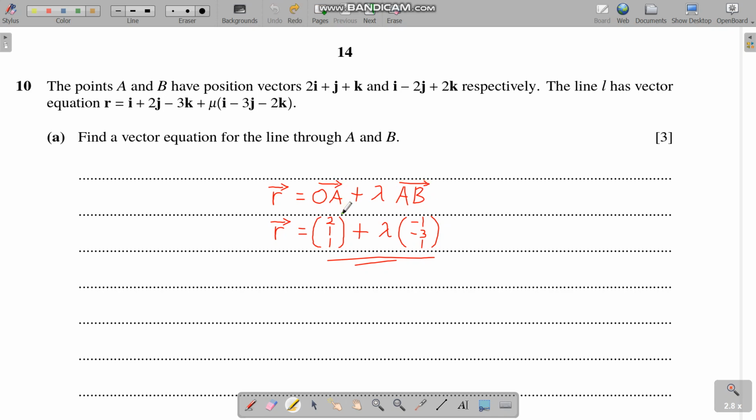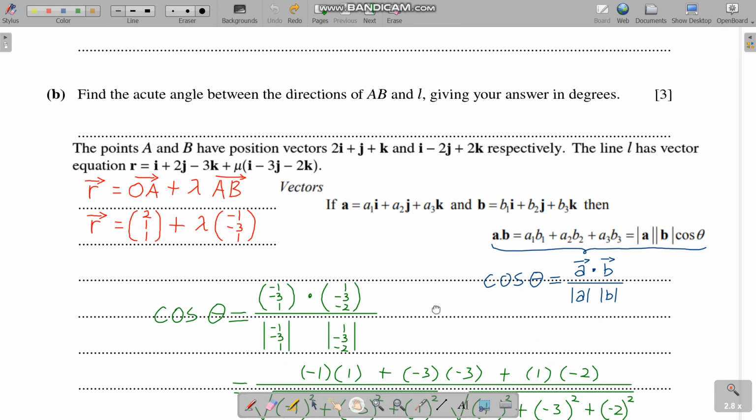So the point A is (2, 1, 1) from here, and for the vector AB, it is the coordinates of B minus the coordinates of A. So 1 minus 2 is minus 1, and minus 2 minus 1 is minus 3, and 2 minus 1 is 1. That's how we get the vector AB. So this is the line equation. We have a point on the line and the direction of the line.